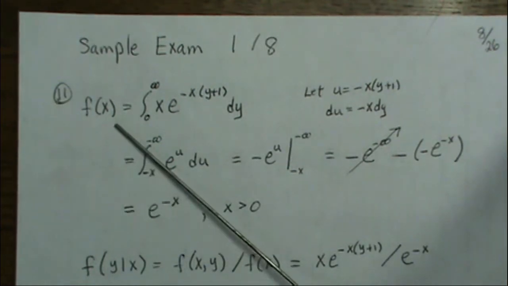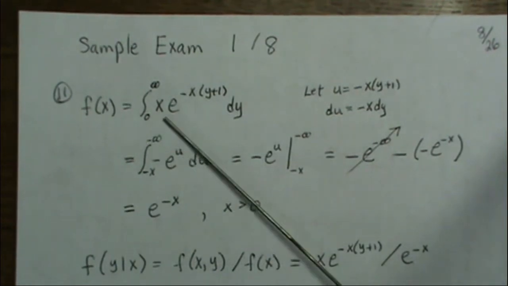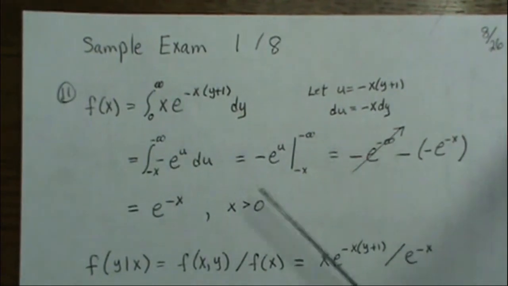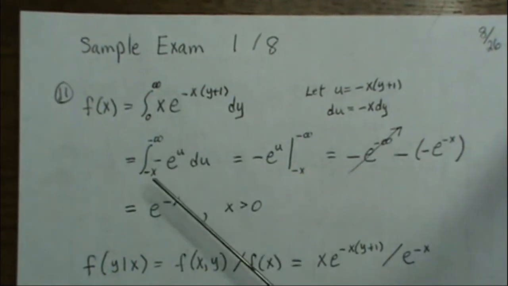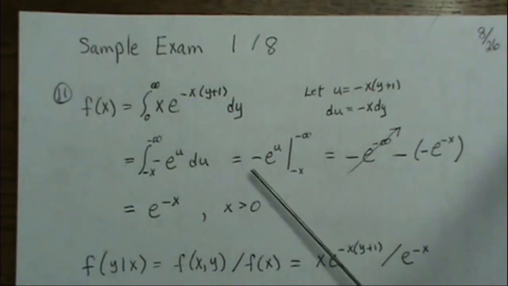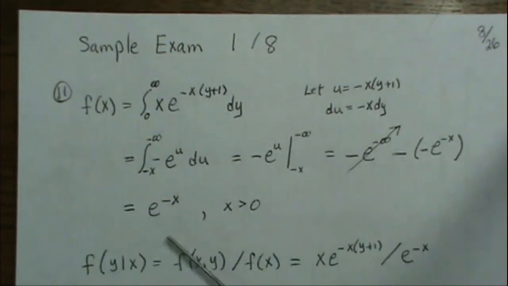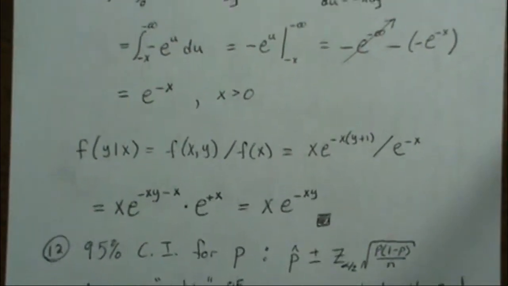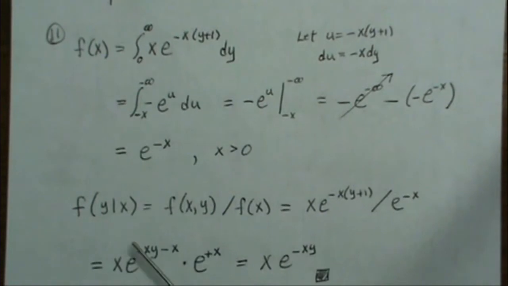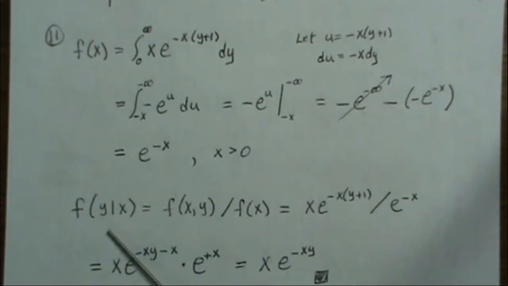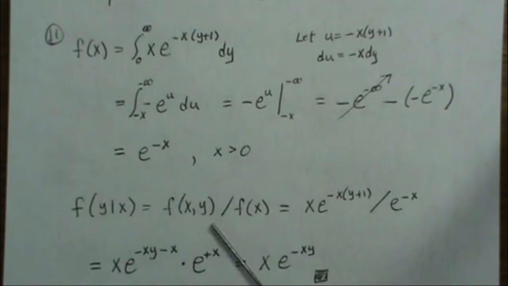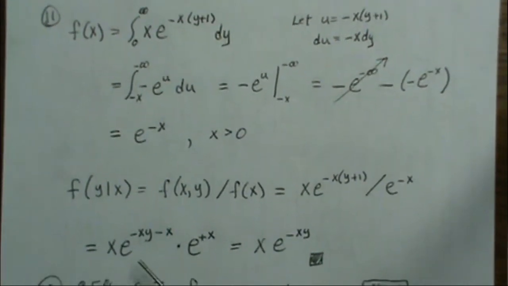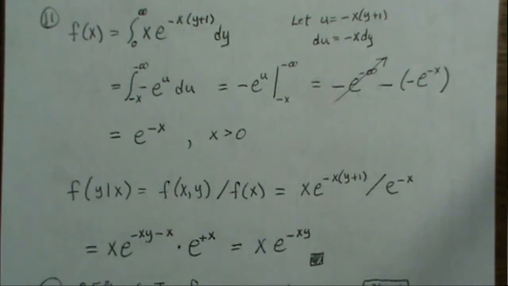So first of all, let's find the marginal of x, and that means we take the joint distribution and integrate out y. I use a u substitution to come up with this, and notice the integration limits change. It integrates to this, plug in the values, we get e to the minus x. So then to find this distribution, y given x, it's the joint which we were given divided by the marginal which we just calculated. So it's this, simplifies to this, and that's one of the answers.